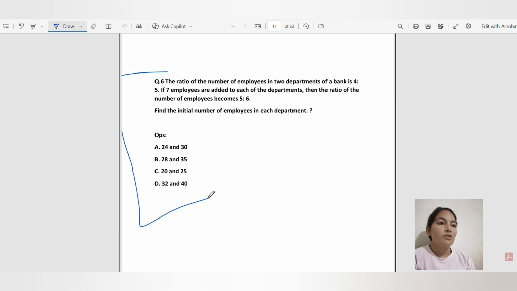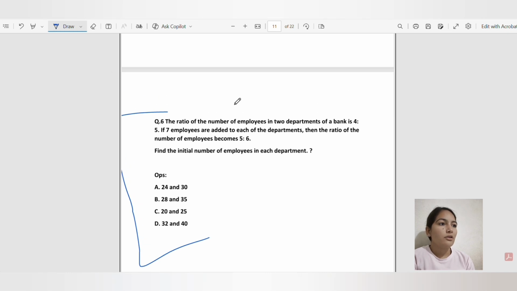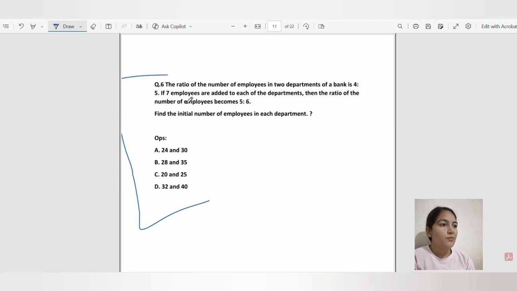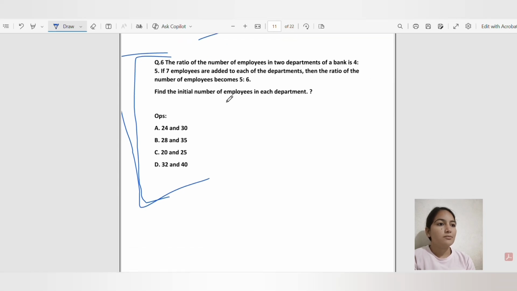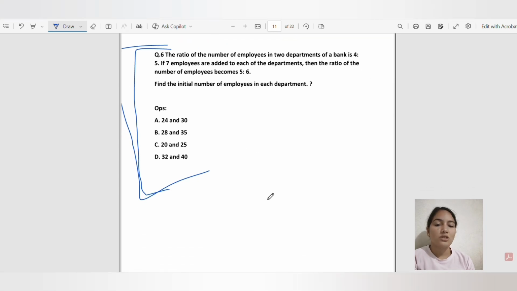This is also a very important question. Why? Because from this concept itself, questions are asked in many placements. Okay, TCS has also asked this kind of question. Infosys, Wipro, like every company asks this kind of question from this concept. So do prepare these ratio and proportion questions well.